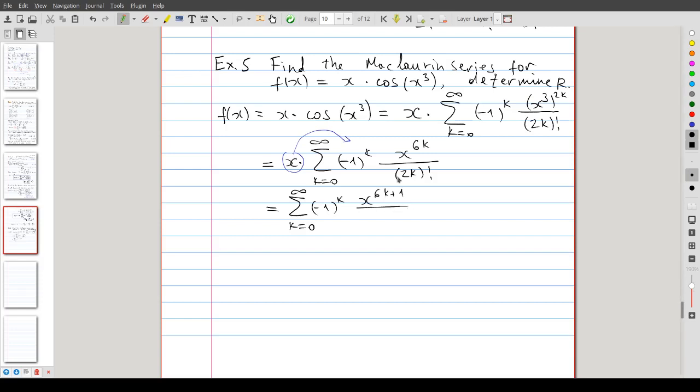I just have to increment the exponent on x by 1, like so, and this gives me the Maclaurin series of f of x. Indeed, this clearly is a series centered at 0, and it has the coefficients ck given by this expression.